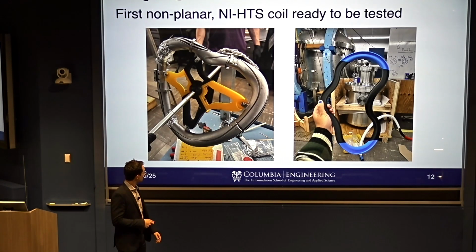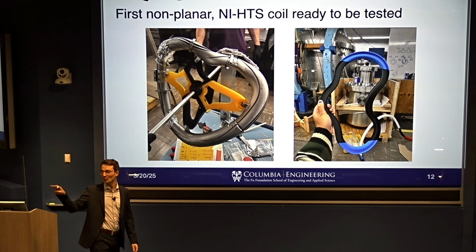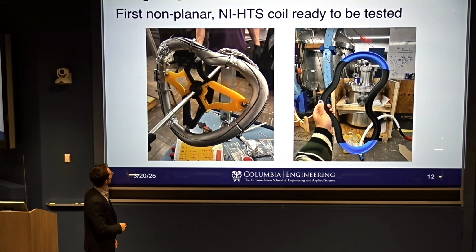Here is the first prototype. So the coil you have walking around is exactly the same as this one, but this one is 3D printed in metal. So we're using this aluminum alloy, and it has been wound with superconducting tape, so it's ready to be tested.